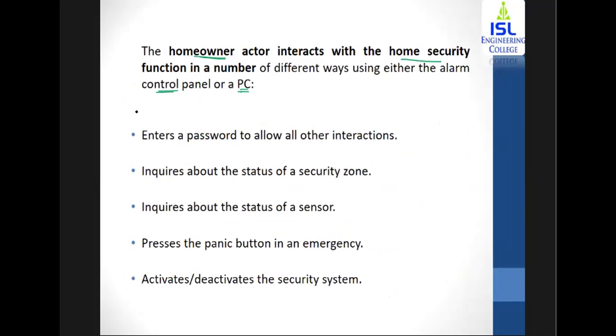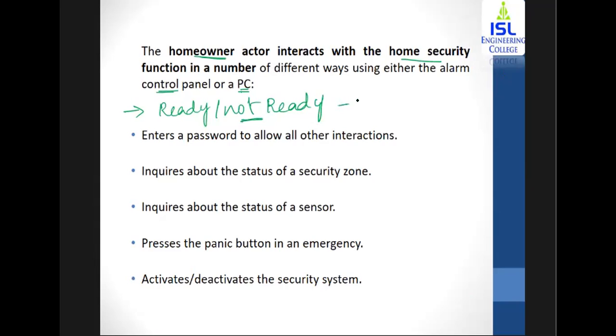So the first step that is going to happen is that the homeowner is going to observe the safe home control panel. Why is he going to observe? The first task is that he's going to approach this control panel and check whether the system is ready or not ready.